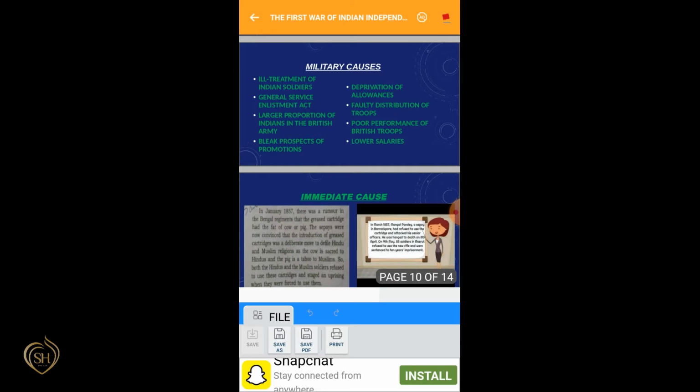Then the fourth point, bleak prospects of promotions. All the higher ranks in the employment were reserved only for the British, irrespective of their performance. The Indian soldiers were given only ranks up to Subedar post. The future of the Indian soldiers was bleak without chances of promotions. They were given only lower ranks.